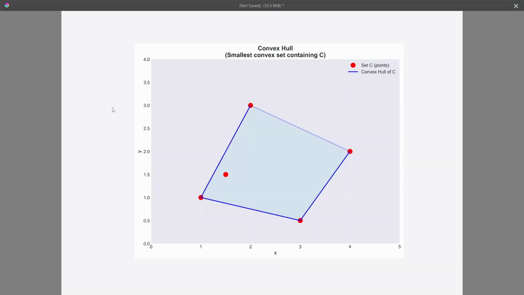Similarly to affine hulls, we learn about convex hulls, which is simply the smallest convex set containing C. For example, if C is five dots, we want to find the smallest convex set which contains all five dots. You can see that, denoted by the blue lines, this is the smallest we can do.